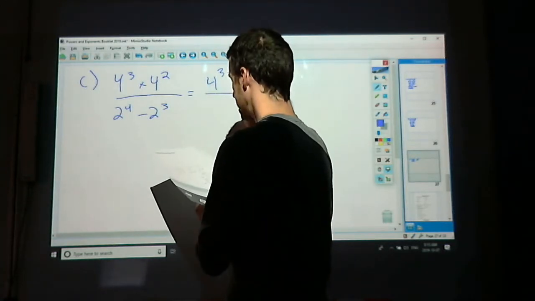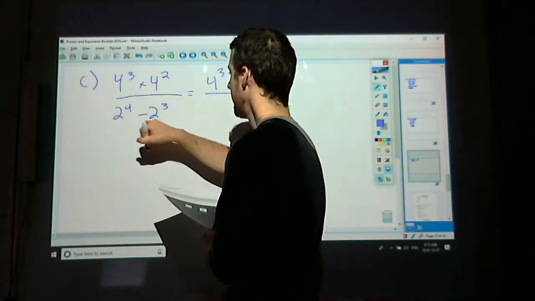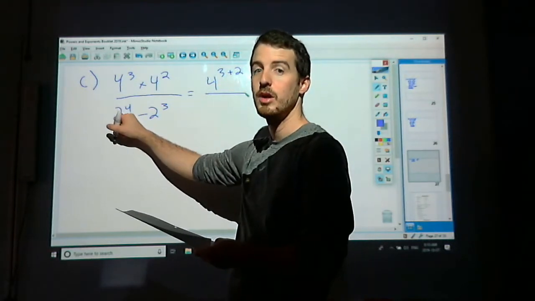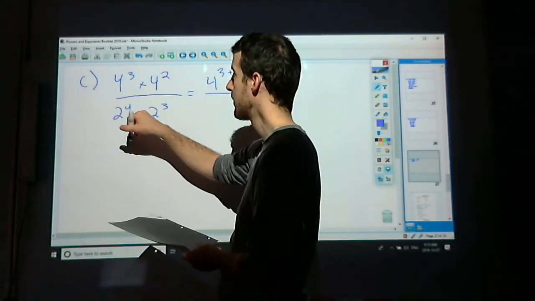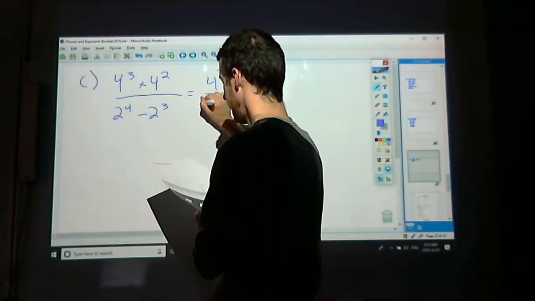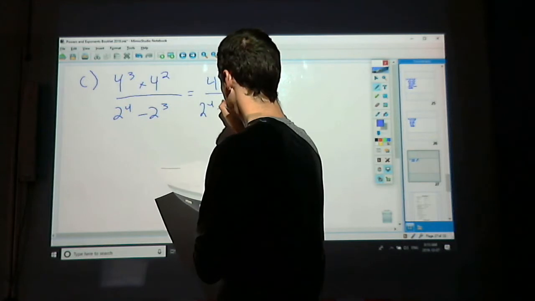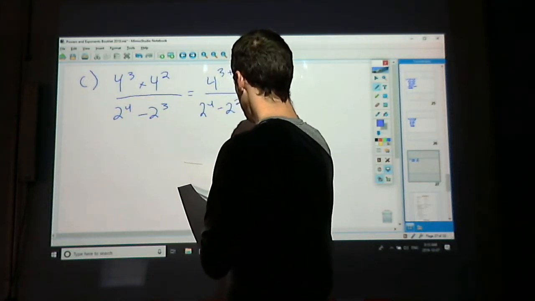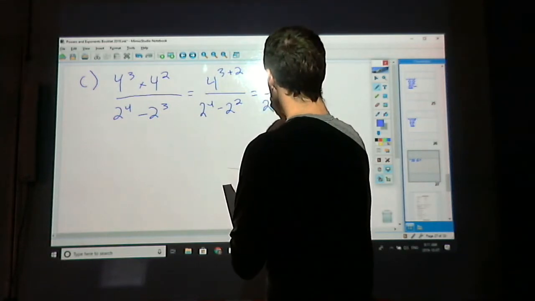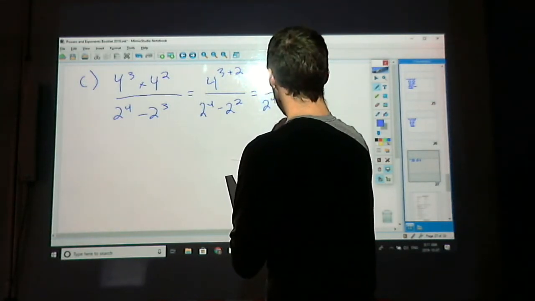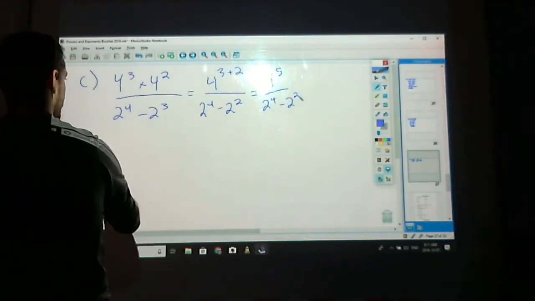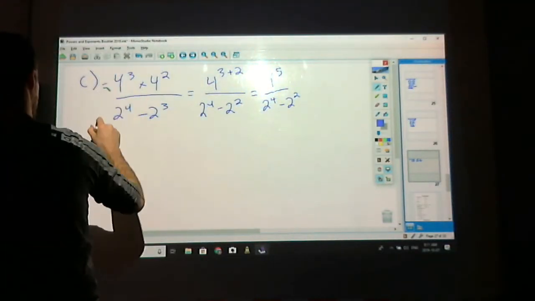This is still a division problem, so here we have a subtraction. Can we take these and combine them? No, we can't. Only when we're multiplying or dividing common powers. So here we still have 2 to the power of 4 minus 2 to the power of 2. This is 4 to the power of 5 over 2 to the power of 4 minus 2 to the power of 2. All right, now I'll take this to a separate line.